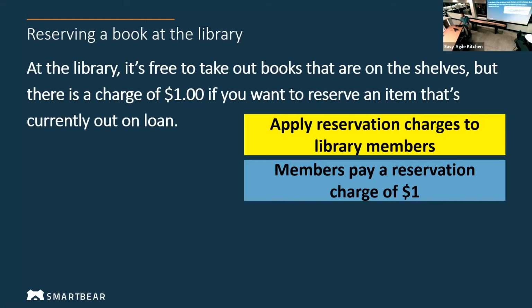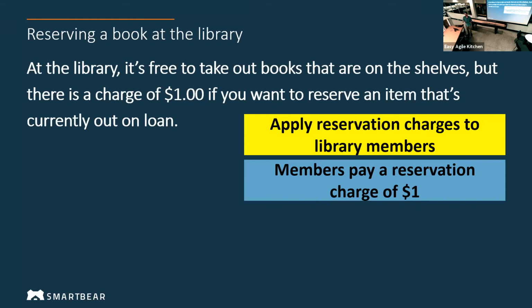So just giving this example, reserving a book at the library, if anyone goes to the library anymore. But it's a pretty common example people can relate to. So at the library, it's free to take out books that are on the shelves, but there is a charge of $1 if you want to reserve an item that's currently out of loan. So we look at the user story, which is apply reservation charges to library members. And then the acceptance criteria, the rule, is members pay a reservation charge of $1.